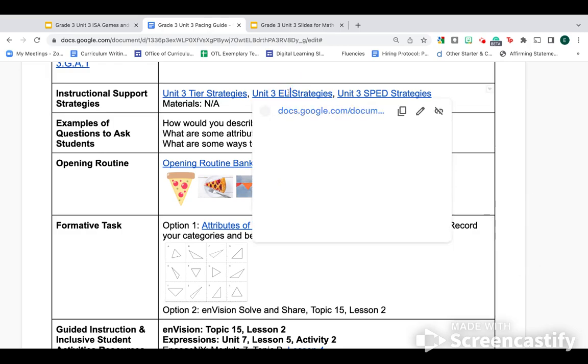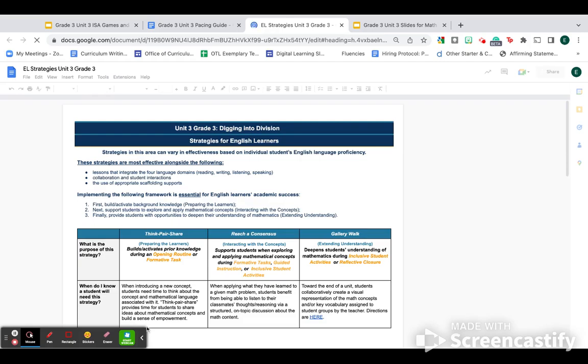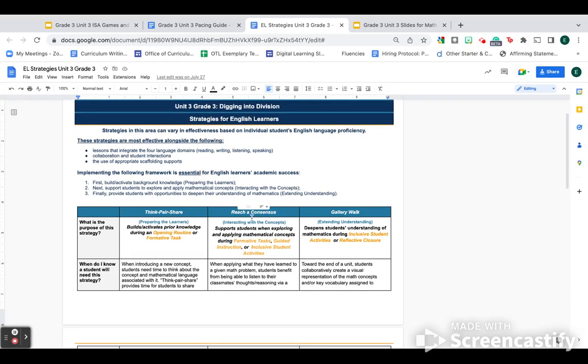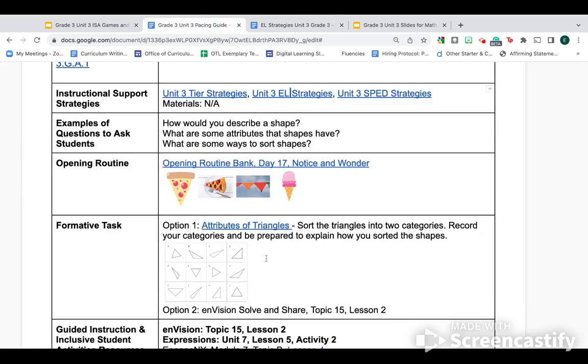So you may want to explore the English Learner Strategy document if you haven't before. Some of these strategies are really helpful in all units, but especially this topic. Think, pair, share, reach a consensus, gallery walk. These are all great ways to develop understanding of language and vocabulary around these different shapes.